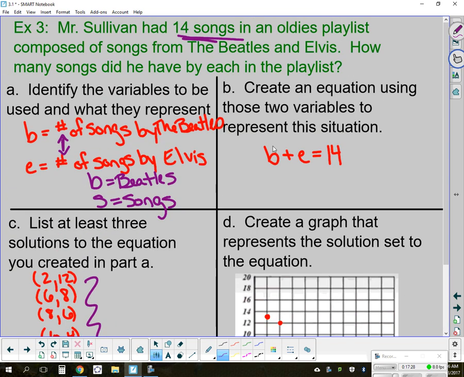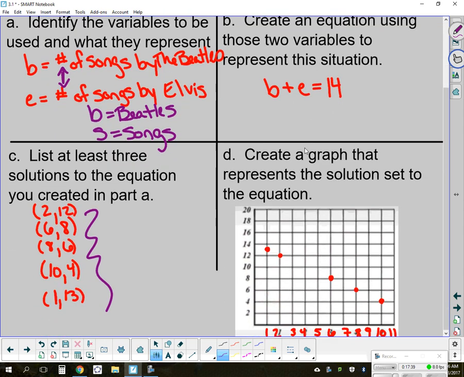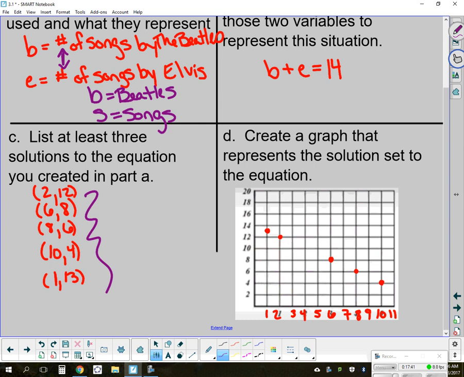You can't have a decimal of a song. Well, maybe if you were back in the day you downloaded it and it didn't download completely. But assuming that's not happening, you wouldn't have a decimal or a fraction of a song. So your solutions would only be whole numbers. You might have other points on here, but they're all going to be whole number points. You're not going to have any that are decimals or fractions. So you would have all of these purple and red points, but you would never be able to get a point like this. You wouldn't have 2.5. You don't have 2.5 of a song. So technically, you would not draw the line in here.